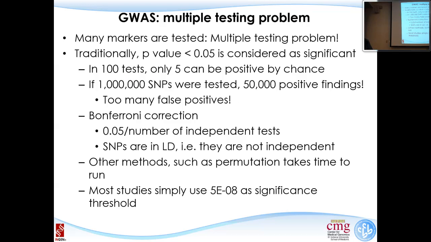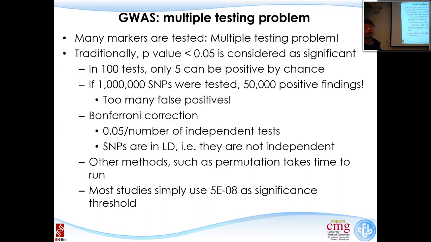Now, the multiple testing problem. This is because we are testing many markers, hundreds of thousands to several millions. You have heard before that a p-value less than 0.05 is significant, but that is just for a single test. For example, if you have 100 tests, 5 can be positive purely by chance. But if you are testing 1 million SNPs, you will have 50,000 positive findings purely by chance. That is way too many positive findings.